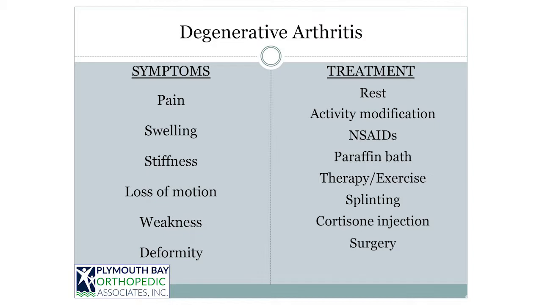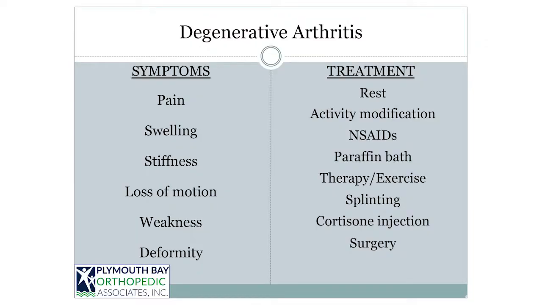Treatment: rest, ice, anti-inflammatories. I'm sure you guys are sick of hearing that, but it's something that we always start with, especially with arthritis. Activity modification is a big part of arthritis management. In terms of therapy, it's really important to try to maintain as much motion and function as you can in the hands. Different modalities like paraffin baths can help relieve some of the pain from arthritis and help you function a little better. Splinting can also take some pressure off those joints as well as give you some pain relief.